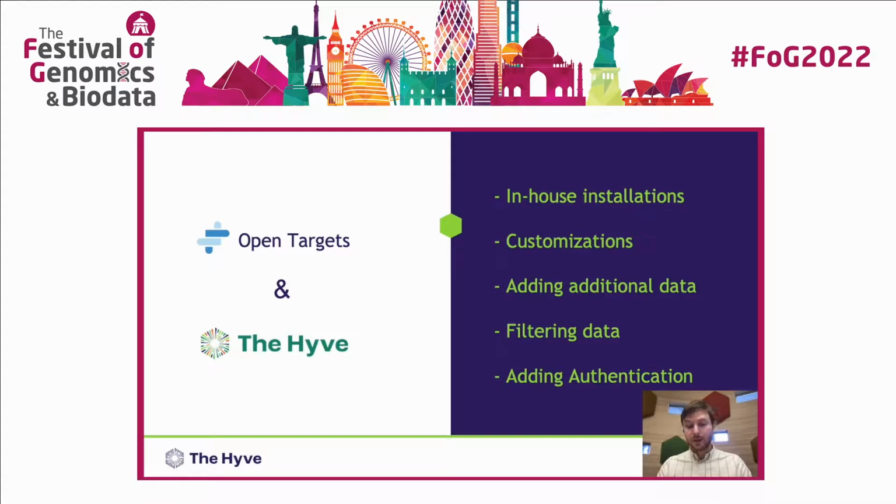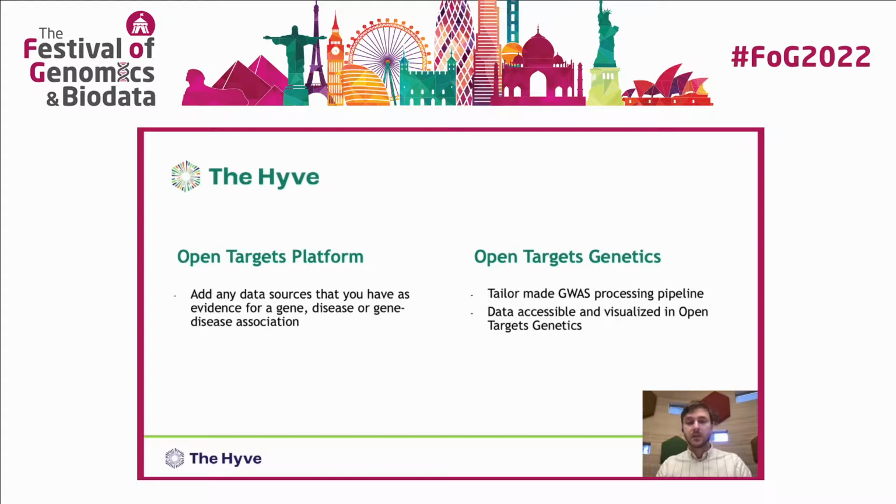This isn't everything we can do. We can obviously do more than only this. There are also some application-specific developments. For example, for the Open Targets Platform, you can add any data source of your interest that adds additional information about a gene, a disease, or the relationship between the gene and the disease. For Open Targets Genetics, you can think of a tailor-made GWAS processing pipeline that can process raw GWAS data into valid Open Targets Genetics data, which we can then load and visualize in your application.